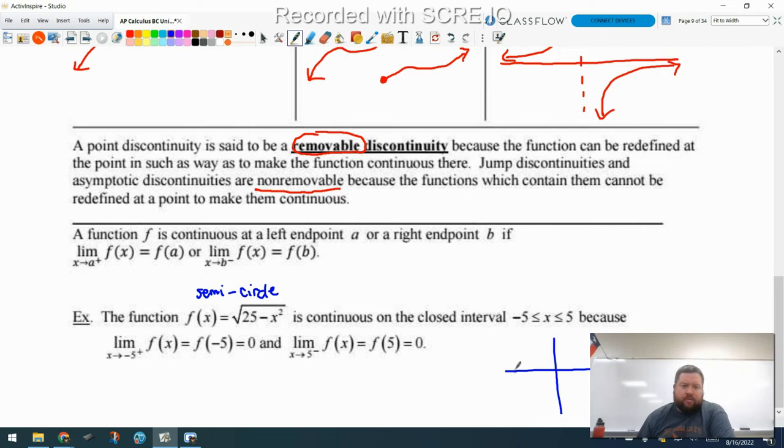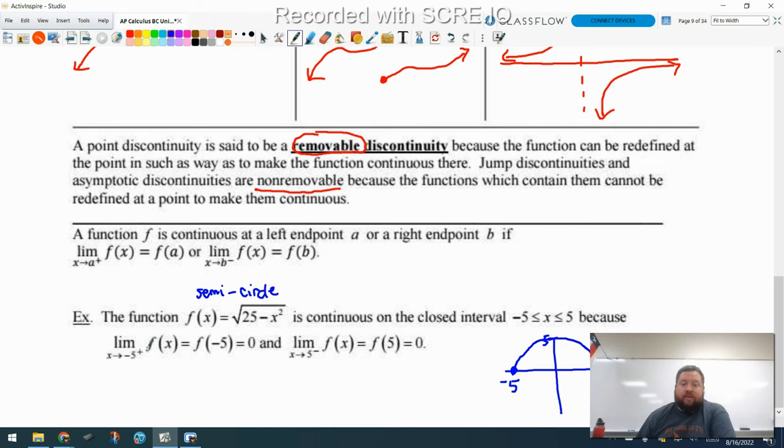I'm not going to do tick marks, just label that. Here's a 5 up here. All right, so we have a semicircle, looks like that, and it has endpoints there, closed circles. Okay, so we would say that this is continuous on -5 less than or equal to x less than or equal to 5, so the -5 is included and the +5 is included for continuity.